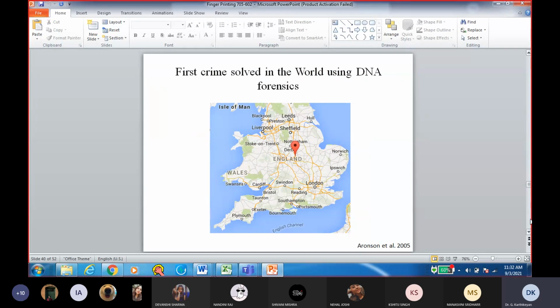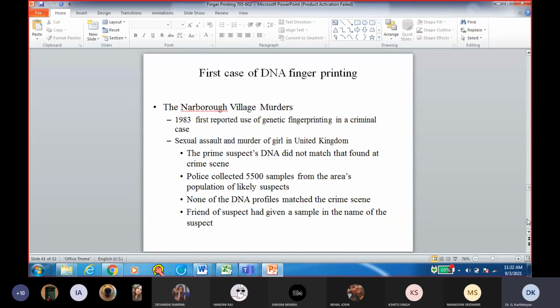Okay. The first crime that was solved in the world using DNA forensics happened to be in England, where the entire technique was first put to use. Okay. So this was in 1983. There were a series of murders, and sexual assault and murder of a girl in the United Kingdom.